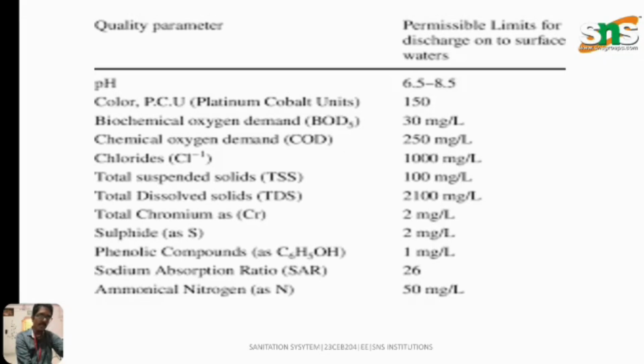So we should consume less chromium. Sulfate is 2 milligram per liter, and phenolic compound is 1 milligram per liter. Sodium absorption ratio, that is SAR, is 26, and ammonium nitrogen as N is 50 milligram per liter.